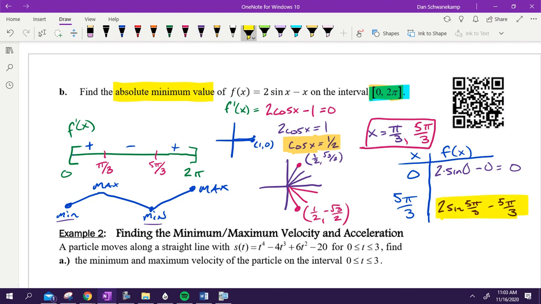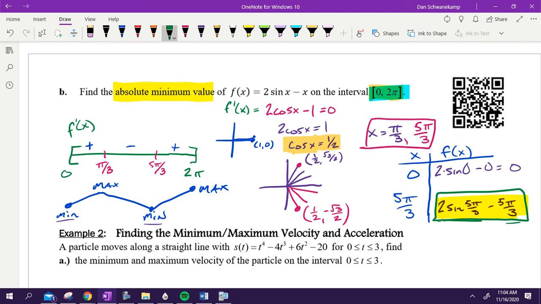This is going to be my absolute minimum. How do I know that's the minimum? Well, because this is negative and so is that. We could get an answer, but it's a free response question. I'm going to put a box around that, call that my absolute minimum, and move on. It's less than 0. That's what I know. When does it happen at 5 pi over 3? What is the minimum, that thing right there?